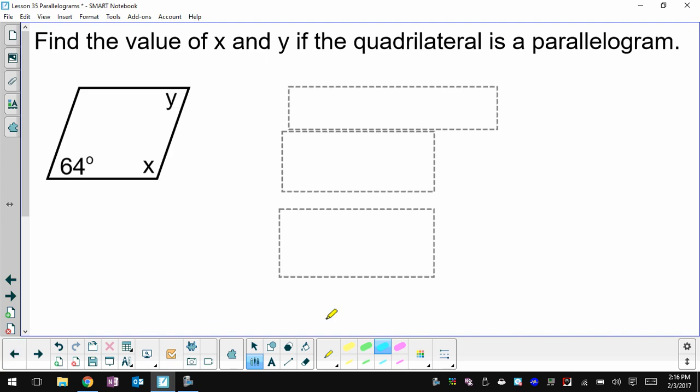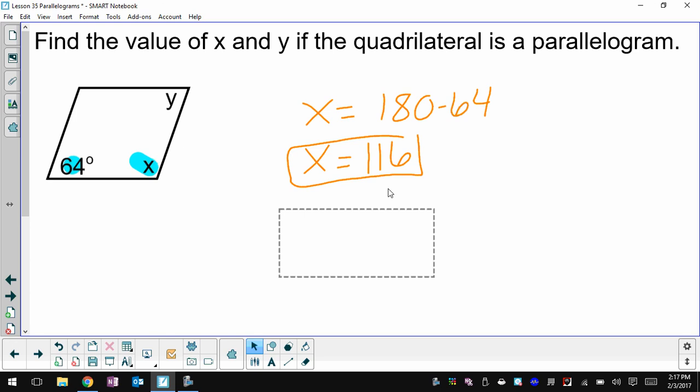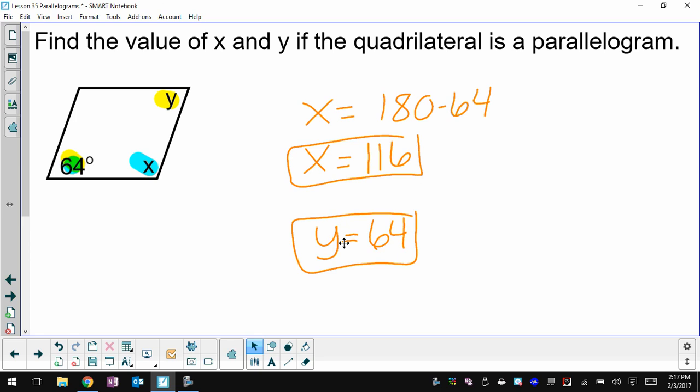Oops, skipped ahead. We won't pause, we'll do this one together since it's different. If I want to find x and y, first of all, 64 and x, they're consecutive angles, so they're supplementary, meaning they should add to 180. So I can subtract 64 from 180 to figure out that this angle x is 116 degrees. And then 64 and y are across from each other. They're opposite angles, so since this is a parallelogram, that means that they are equal.